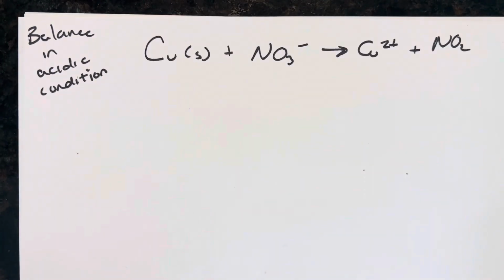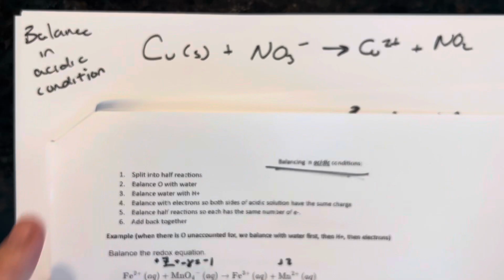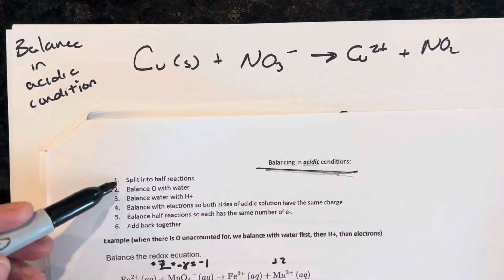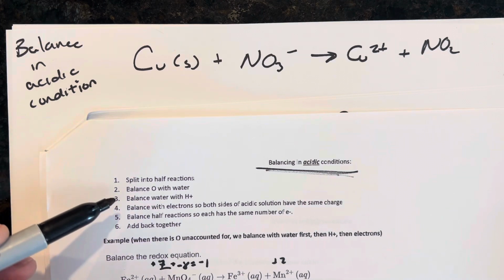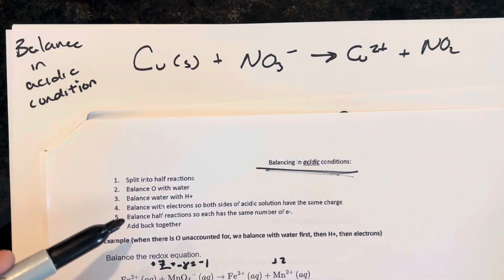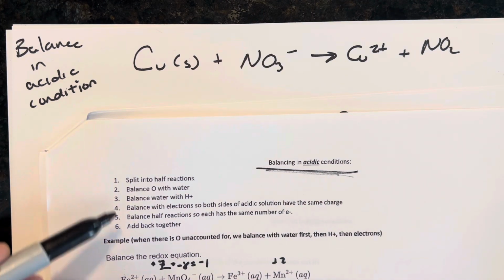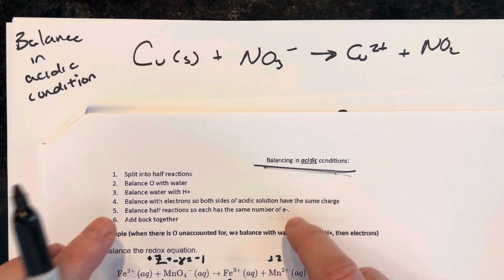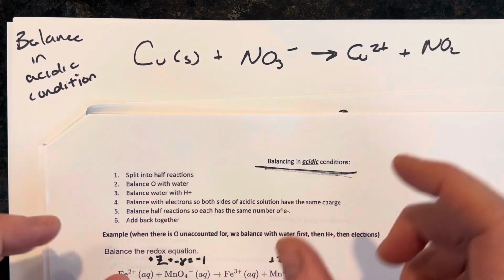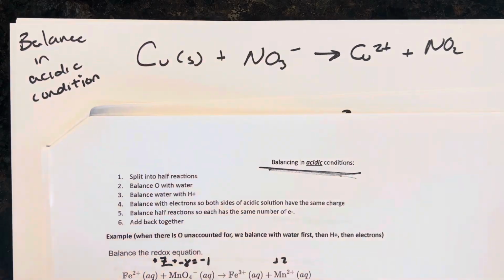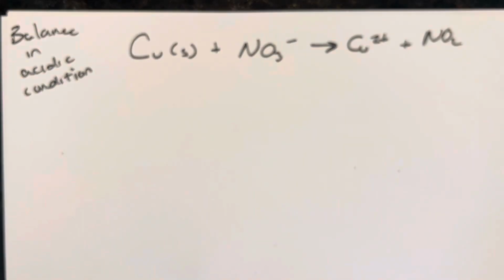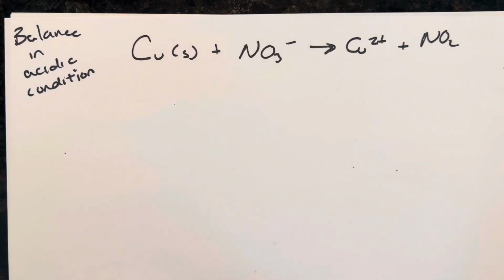All right, so I was asked a question to balance a reaction in acidic conditions. What we talked about in class is that you split everything into half reactions. You balance the oxygens with water, balance the water with H+, then balance electrons. Then you balance each individual half reaction to make sure they have the same number of electrons, and then you add them back together. All right, so let's go ahead and start, that was a lot of words.